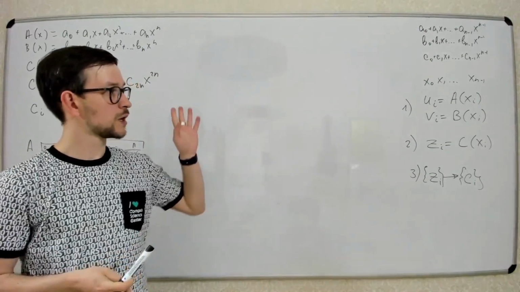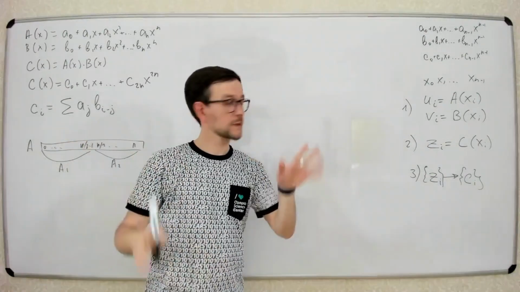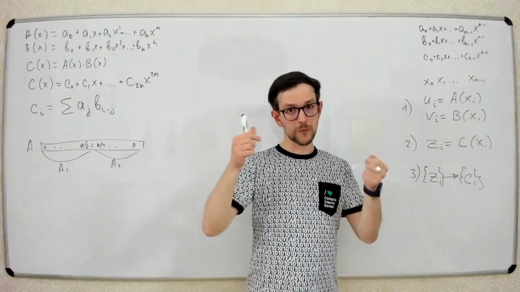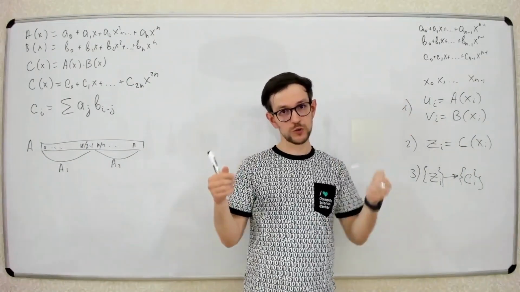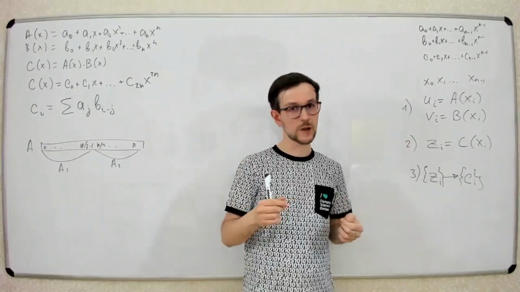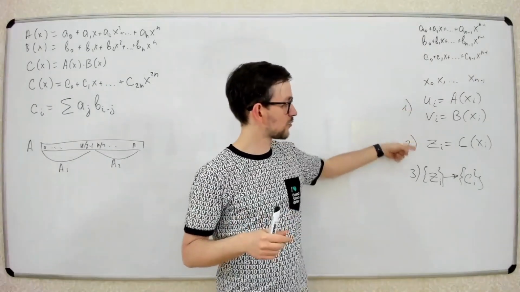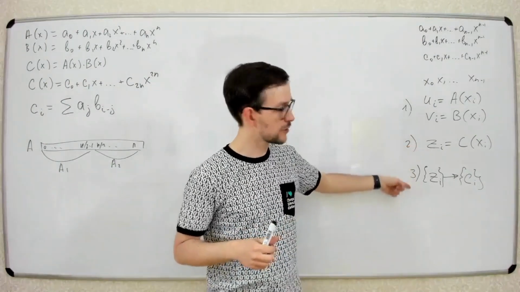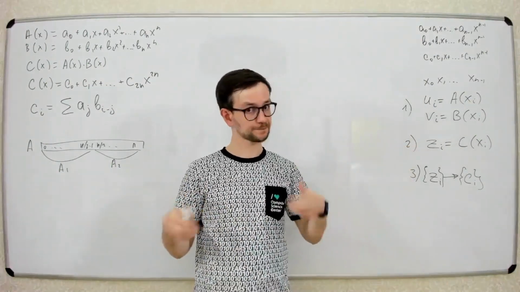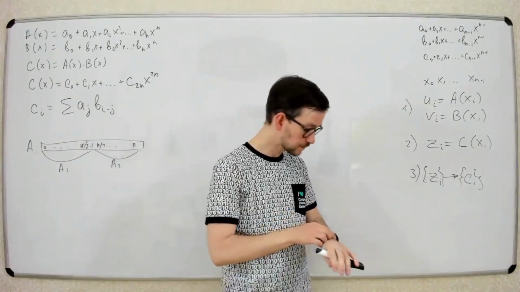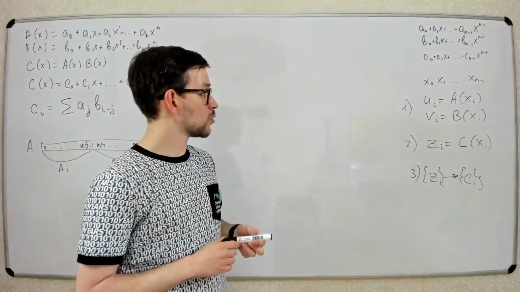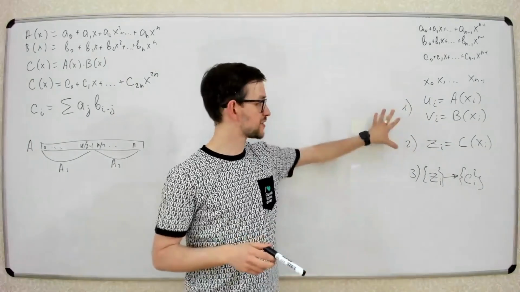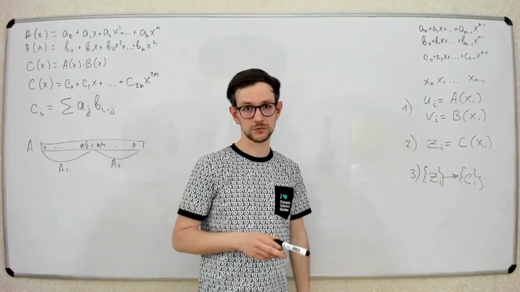That's the whole point. So again, 3 steps. First, I will calculate the values of my polynomials in n given points. Now, using these values, I will find the values of polynomial c in these points. Now, using the values of polynomial c, I will reconstruct the coefficients of this polynomial. Very simple. Okay, what is the easiest step from these 3? What do you think? I claim one of these steps is really simple. Which one do you think?